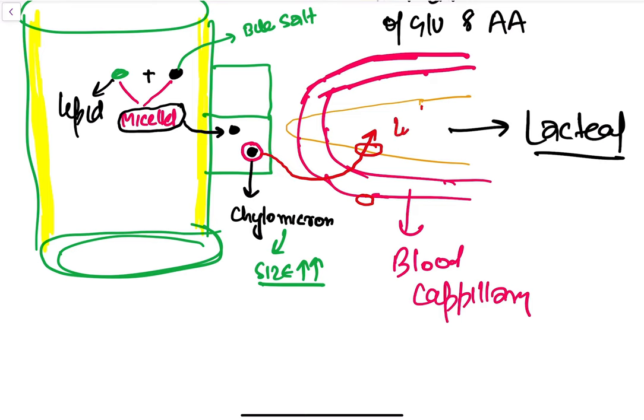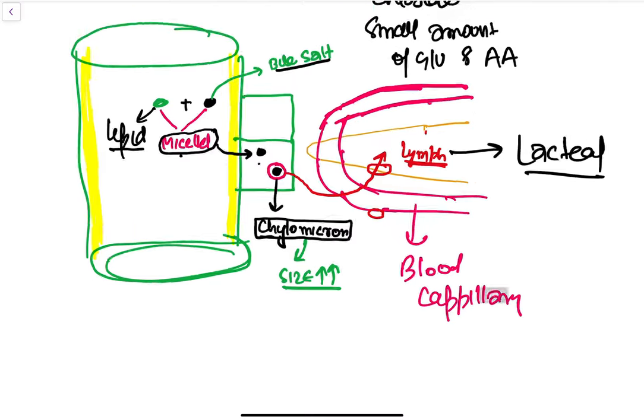So what is inside? There is lymph inside the lacteals or lymph capillaries. Note down these steps in lipid absorption. First of all, lipid combines with the bile salt to form the micelle. The micelle enters the intestinal cell and gets a protein coat to form the chylomicron. Then that chylomicron enters the lymphatic vessel or lacteal.